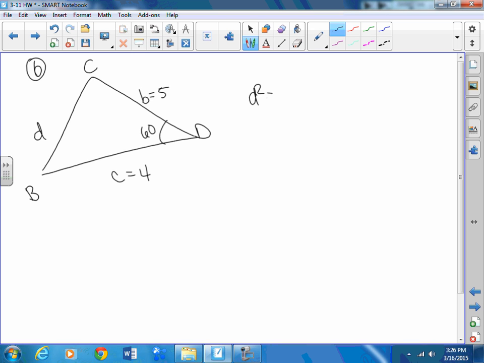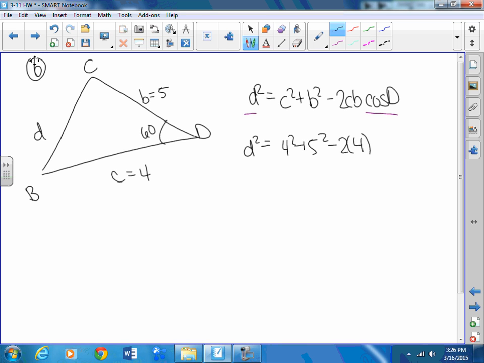So this is going to give me d squared is equal to c squared plus b squared minus 2cb times the cosine of D. Remember, your ends have to match. So I have to have little d on the left, big D on the right, and then everything else is the other stuff. So d squared will equal 4 squared plus 5 squared minus 2 times 4 times 5 times the cosine of 60.